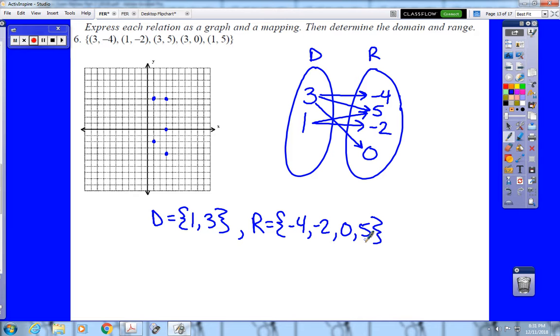Now, while we're here, bonus question. Is this a function? Pause the video and decide. No, it is not. This is not a function because 3 repeats 3 different times in the domain. See the 3 arrows starting from 3? And 1 repeats twice. This makes both 1 and 3 repeated domain values, which makes this not a function.